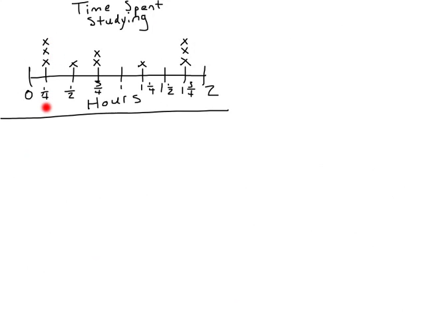So you can see that over 1/4 hours there are 3 X's. Each X represents 1 student. So 3 students studied for 1/4 of an hour. How many students studied for 1/2 of an hour? Well, 1 student studied for 1/2 of an hour. How many students studied for 3/4 of an hour? Well, 2 students studied for 3/4 of an hour.